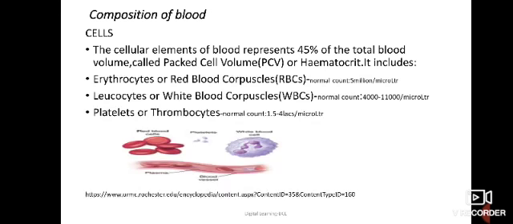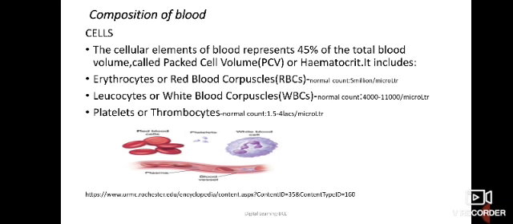Blood contains different types of cells. These cellular elements of blood account for about 45% of the total blood volume. It is called PCV or packed cell volume or hematocrit. It includes erythrocytes or RBCs or red blood corpuscles, which account for about 4 to 5 million cells per cubic millimeter of blood.